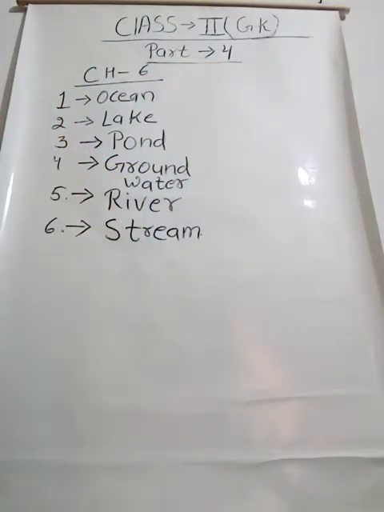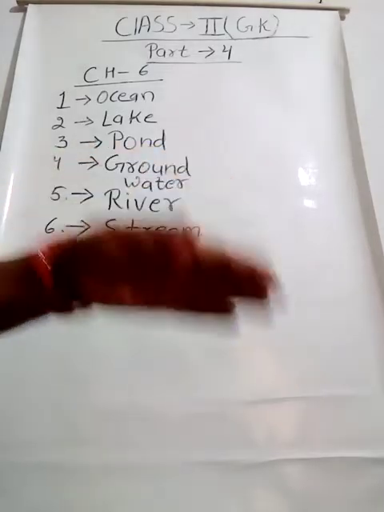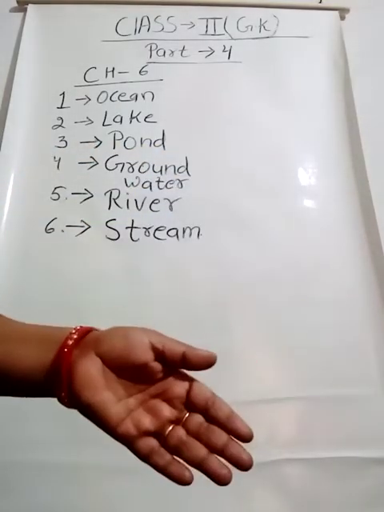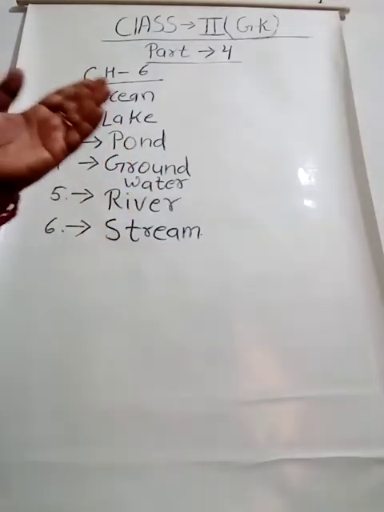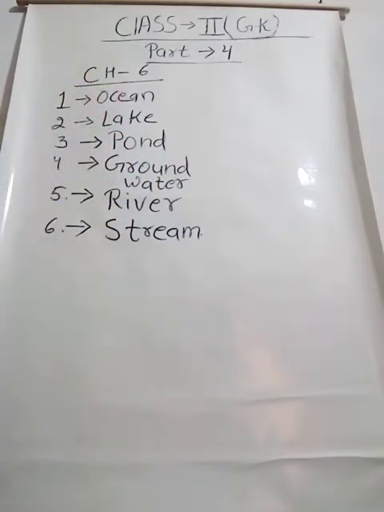The second fact is, there is no water on other planets, hence there is no life on other planets. There is life on the earth because the earth has water and other planets do not have water, so that's why there is no life.